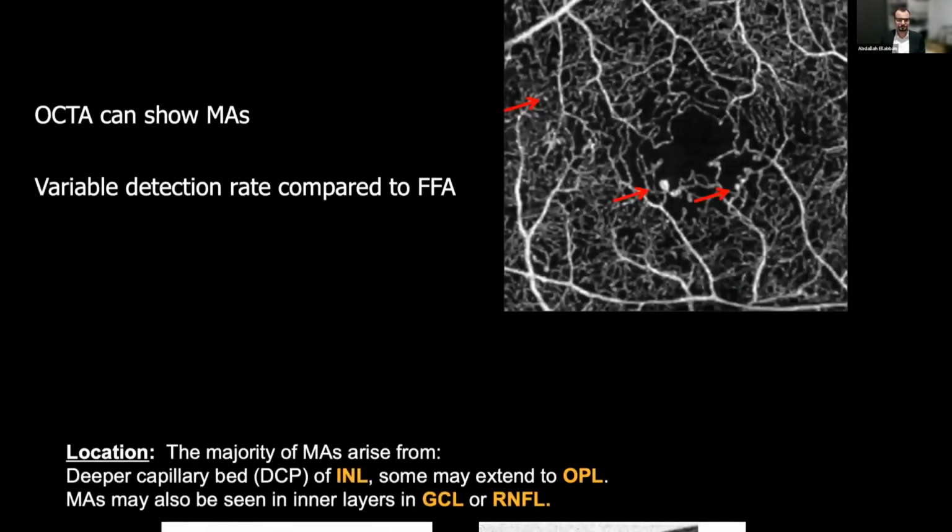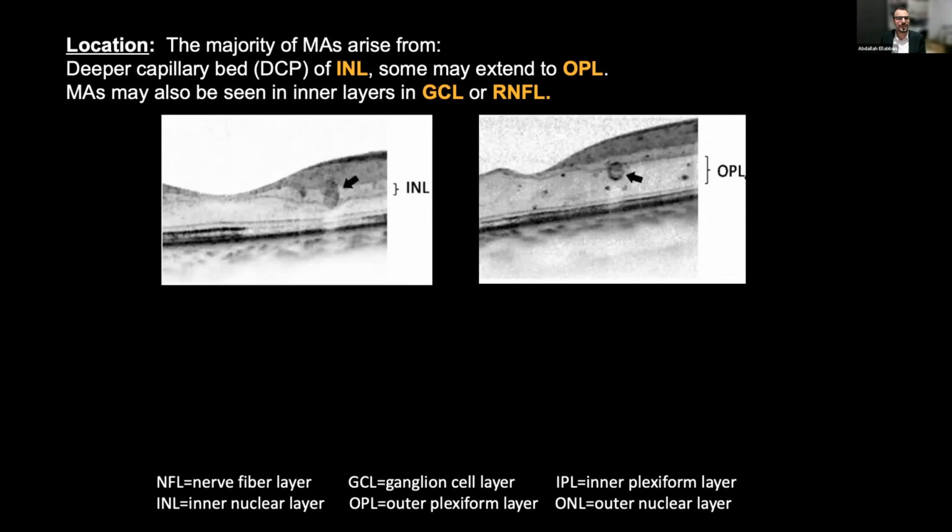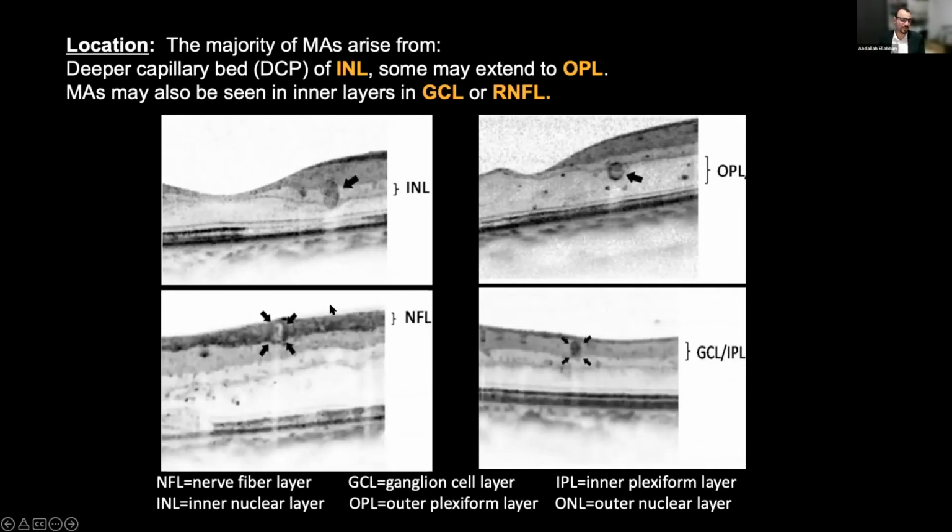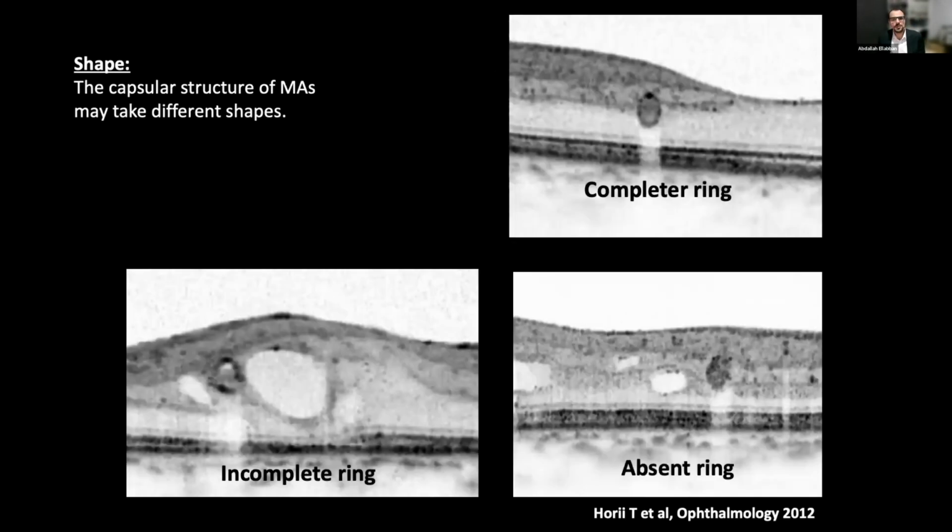This depends on the technology used for microaneurysm detection. And this study is really interesting; it looked at the location of the microaneurysms in the OCT, usually located in the inner nuclear layer and outer plexiform layer. Interestingly, which was relatively new to me, sometimes microaneurysms are located in the inner retina, in the nerve fiber layer, or even at the level of the ganglion cell layer. And we're looking at the capsular structure of these microaneurysms, and this will help us understand the patterns of the leak in macular edema.